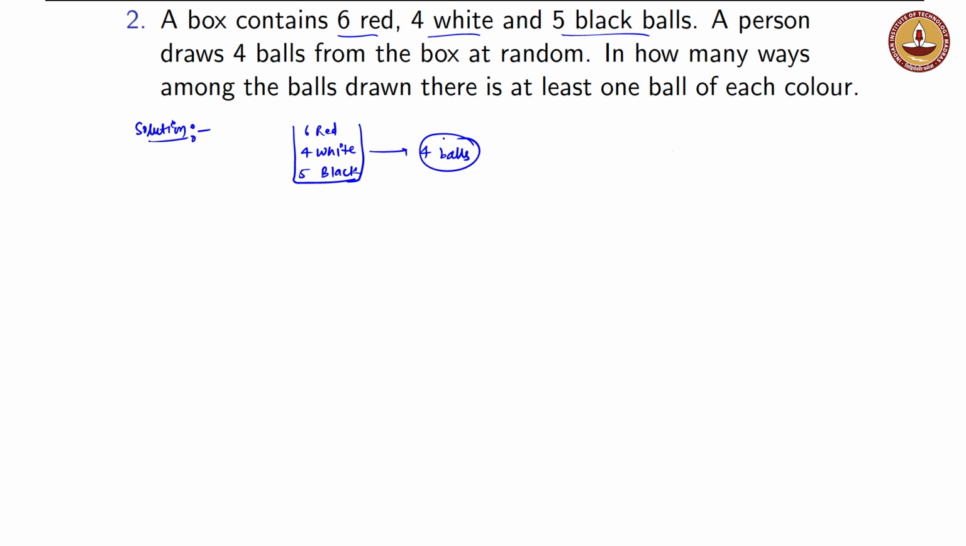In how many ways among the balls drawn is there at least one ball of each color? So the condition is there should be at least one ball of red color, one ball of white color, one ball of black color. It shouldn't be like we have selected two white, two black, or three black, or one white, because here a red ball is not there. So we have to choose such that at least one ball of each color is there. Like one red, one white, and the remaining two black.